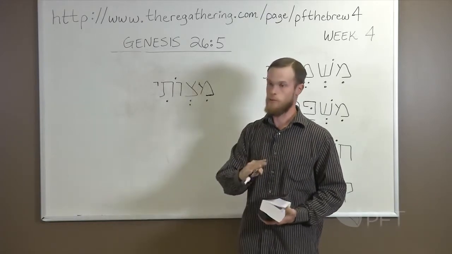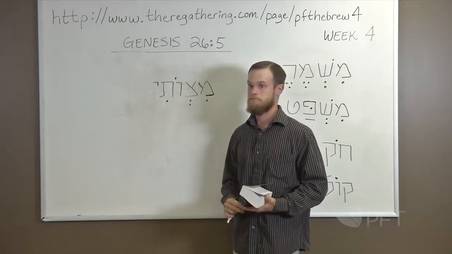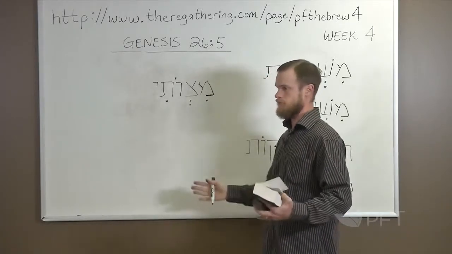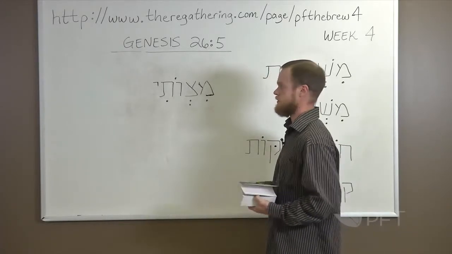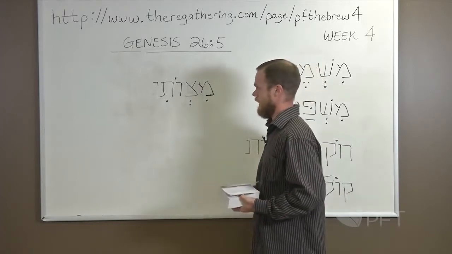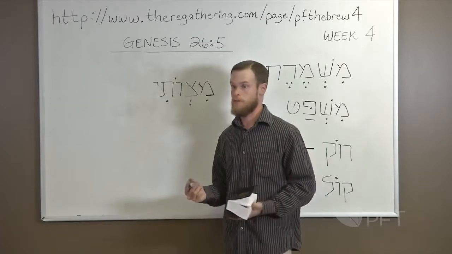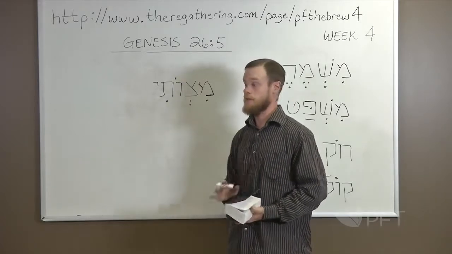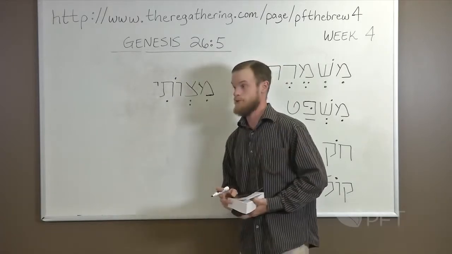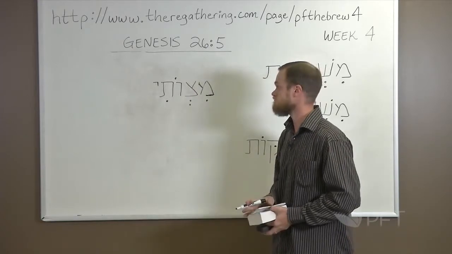Things can be strung together with or without vavs. When there's a list of things that are all meant to be the object of a sentence, or just a list in general, sometimes you'll have vavs connecting them, and sometimes you will not. So this is a great example of both.